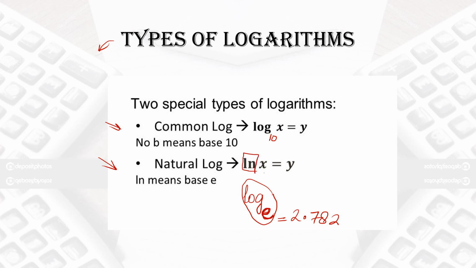So understand that any log having the base 10 is said to be common log, whereas any log having the base e, that means the natural exponential function, is said to be the natural log. Any other base, they are the binary logs.